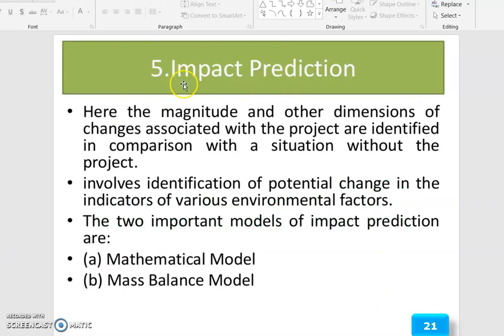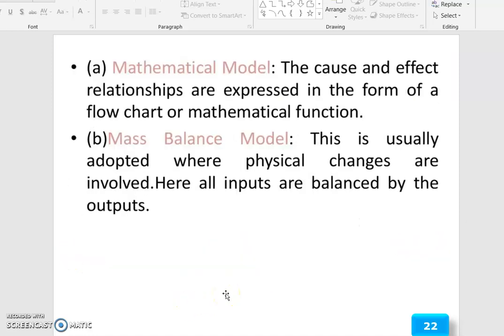Then fifth one, impact prediction. Here, the magnitude and other dimensions of changes associated with the project are identified in comparison with a situation without the project. It involves identification of potential changes in the indicators of various environmental factors. The two important models of impact prediction are the mathematical model and the mass balance model.